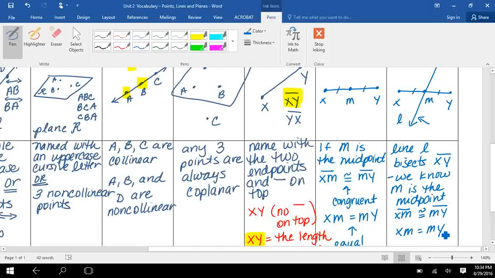Now, all of these we're going to need in our upcoming lessons, so keep this in your notebook so you'll be able to look back on it if you ever have a question what a midpoint is, or how to name a line, or how to name a segment.